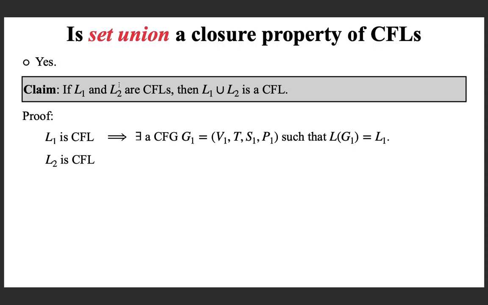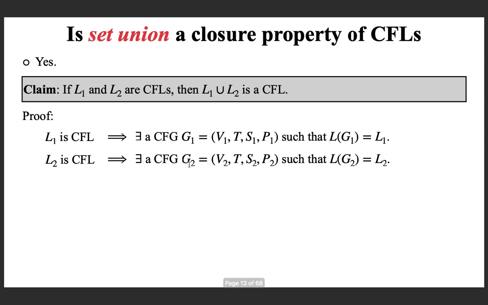Similarly, if L2 is context free, then there exists another grammar G2 generating the language L2. Now, without loss of generality, assume that there is no common variable in G1 and G2. Variables are also called non-terminals. Assume that their intersection is empty. How can we assume it without loss of generality? Because if you have some common variables, you rename them so that in the resulting grammars there is no common variable. That you can easily do, and that is why I say without loss of generality, assume that the intersection of the variable sets is empty.